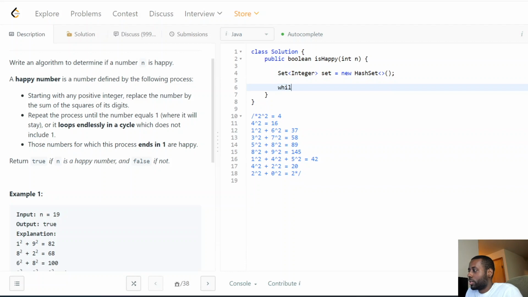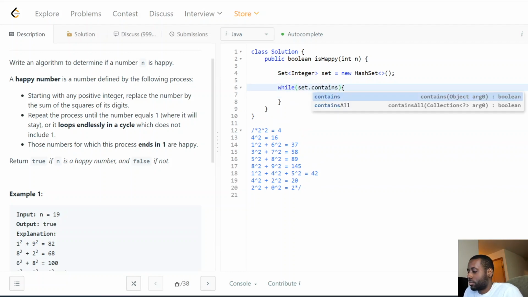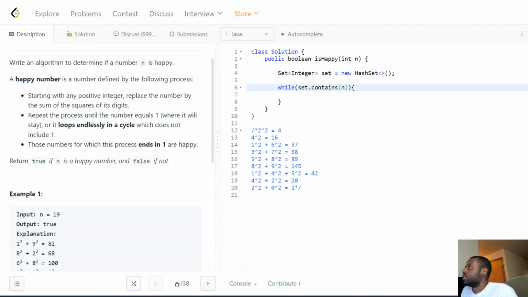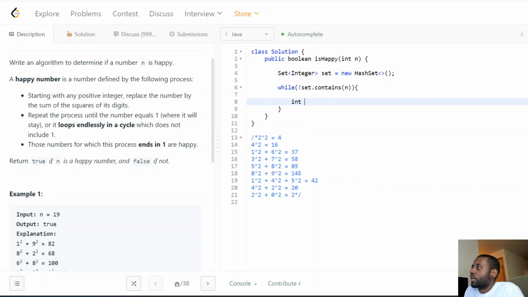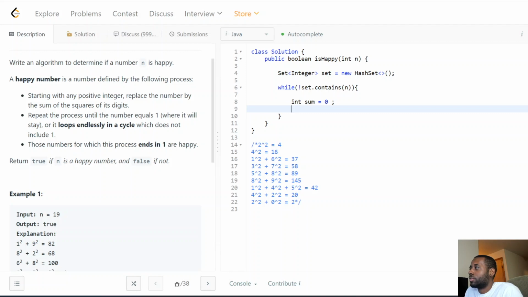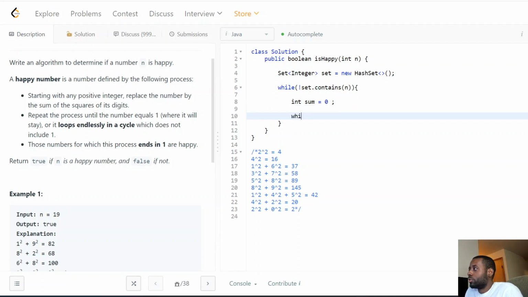So we have the loop that we said: while the set does not contain n. That's the statement that we're gonna have. So we're gonna have a sum variable that's gonna help us keep track of the sum of the squares of the digits for a particular number. So we're gonna do a while loop to calculate the thing that we're looking for.